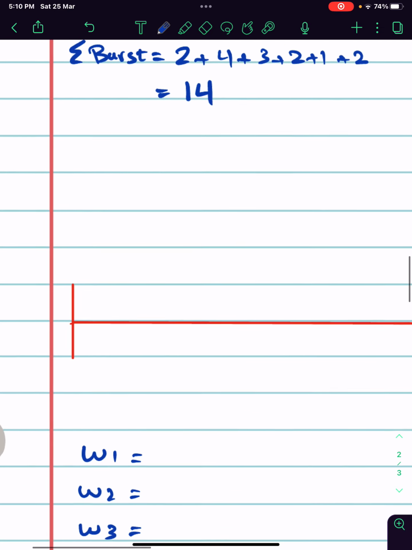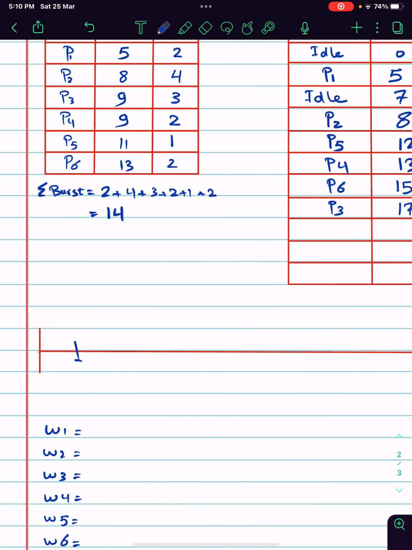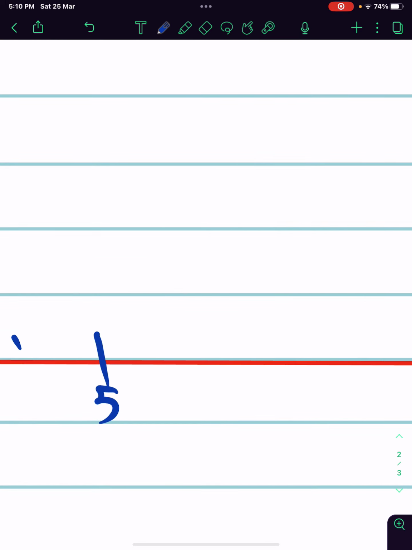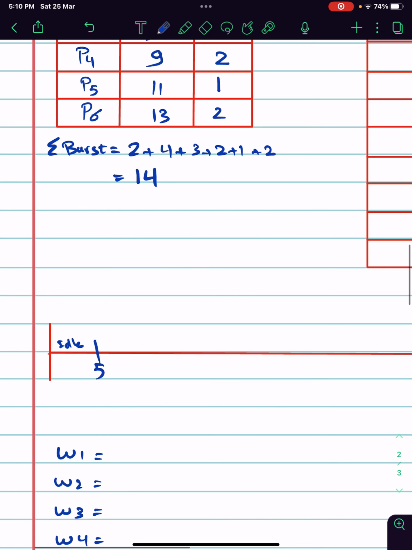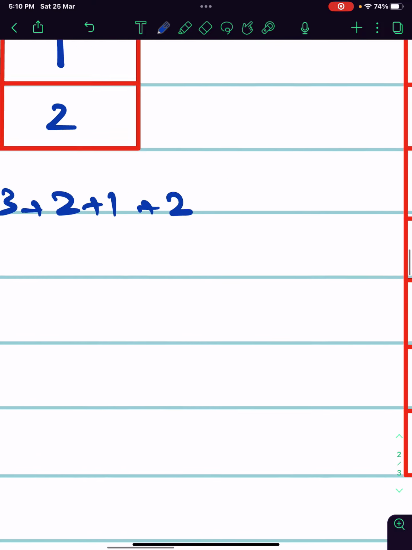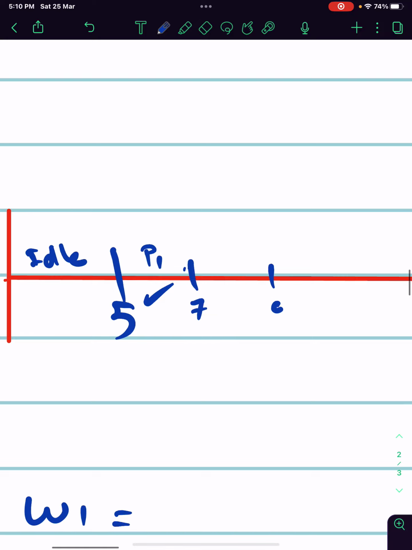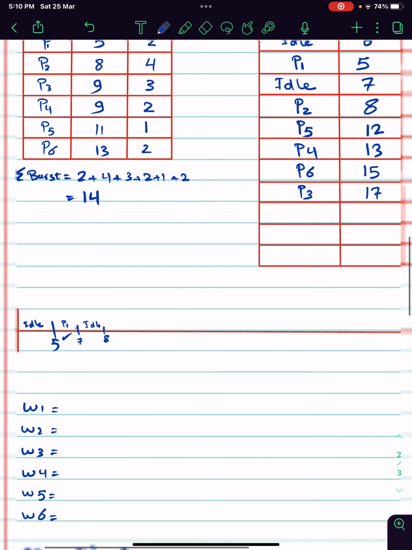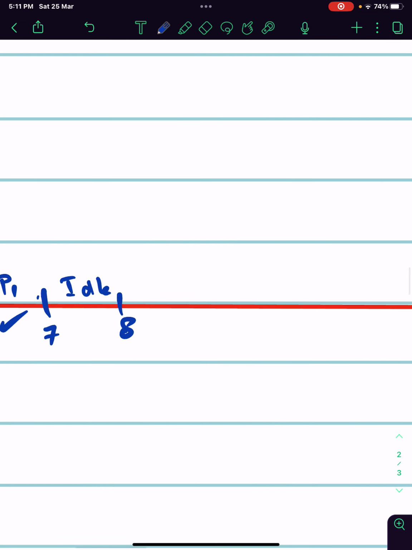It's easier, of course, to see it on the timeline. If you would like to draw it, that would be from 0 to 5. You have here idle. And then you have from 5 to 7. That's P1, done. From 7 to 8, I believe that was idle, correct? So from 7 to 8, idle. At time 8, we started with process 2 with a burst of 4, so it's going to be all the way until 12. That's P2.